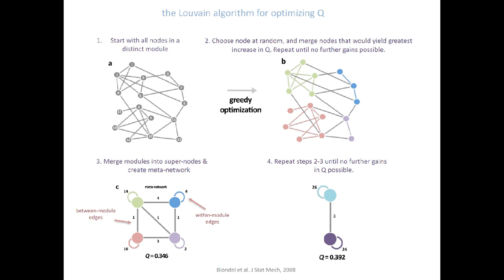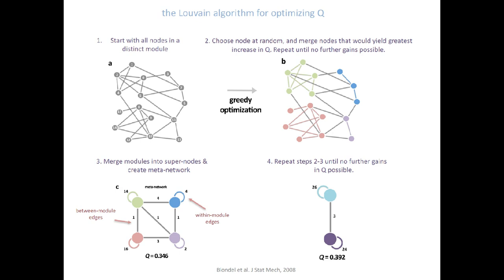And then what you do is you form a meta network. So you collapse all of the nodes within a module into a single node. So all the green ones go into a single node, all the blue ones become a single node. And then you've got these self edges, which is the connectivity within a module, so all the connections within a module. And then you've got these edges between these nodes that are the connections between modules.